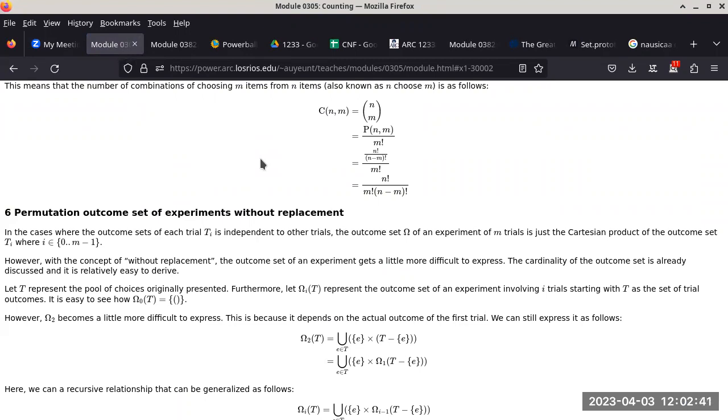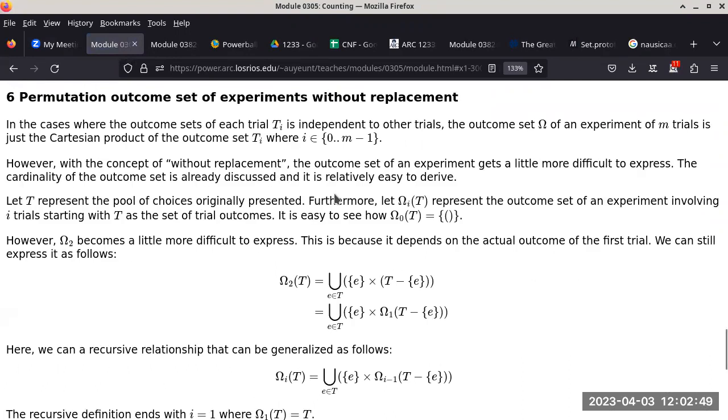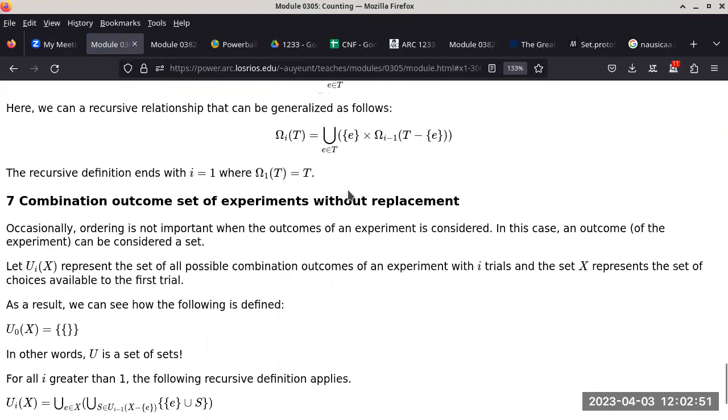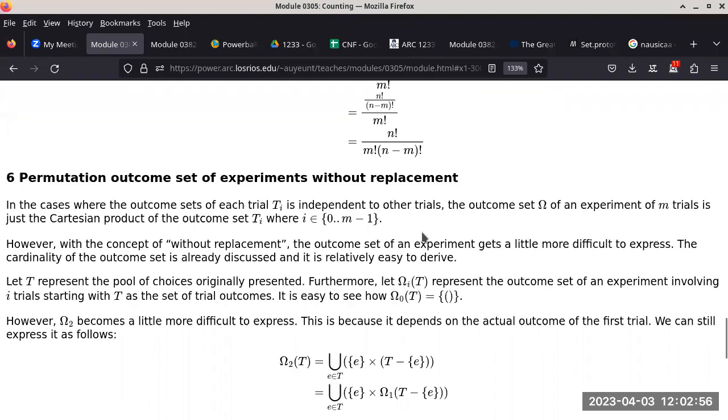All right, cool. So we're getting back to the omega function that I talked about a little bit before. The omega function is defined in two ways here. The first is the base case. The base case is omega zero of some set T, and it always returns a set with an empty tuple. Let's remind ourselves what big omega is.